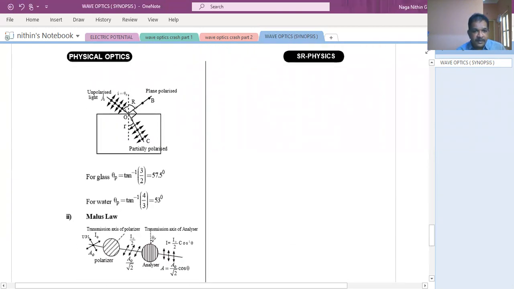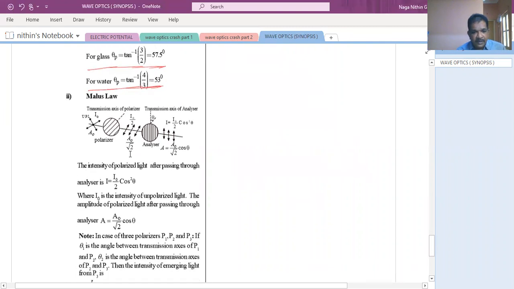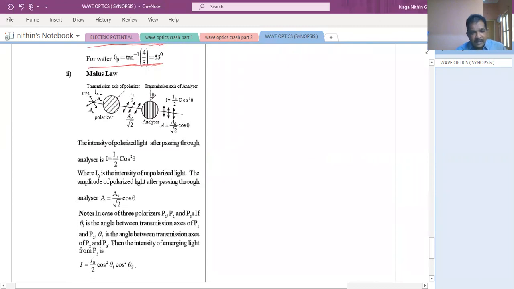Okay, like this. This is unpolarized light, this is polarized light, and this is partially polarized light. For glass, what is the polarizing angle or Brewster's angle? It is 57.5 degrees. For water, what is the polarizing angle? It is 53 degrees. Malus law says I is equal to I naught by 2 cos square theta.